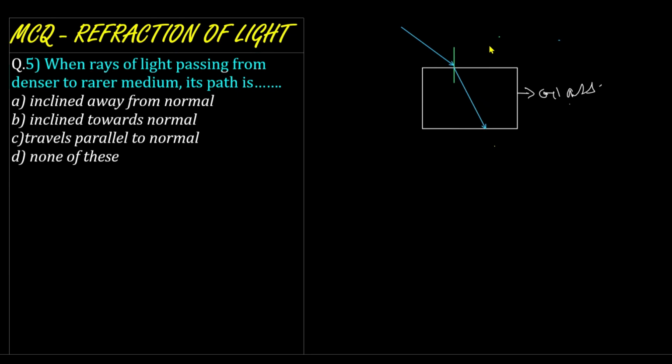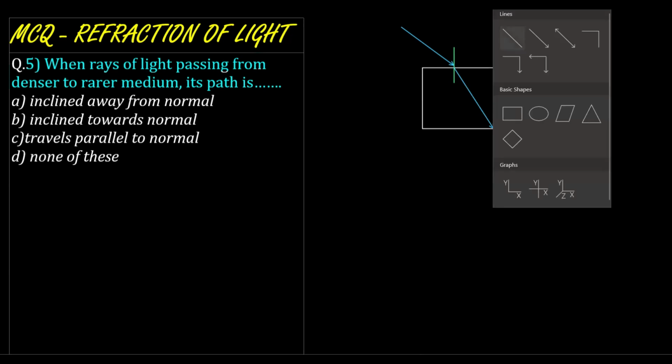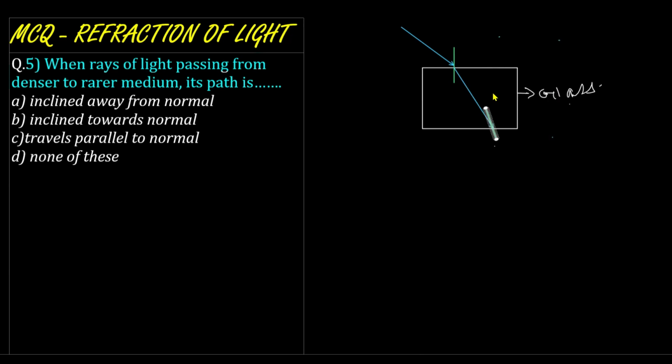So it's bending towards normal is what I made here. Now I'll make another normal here. Let's say I made this normal over here. It should be perpendicular. Now what will happen to the emergent ray? The emergent ray will bend away from normal, right? You can see it's moving away from normal and not towards normal.